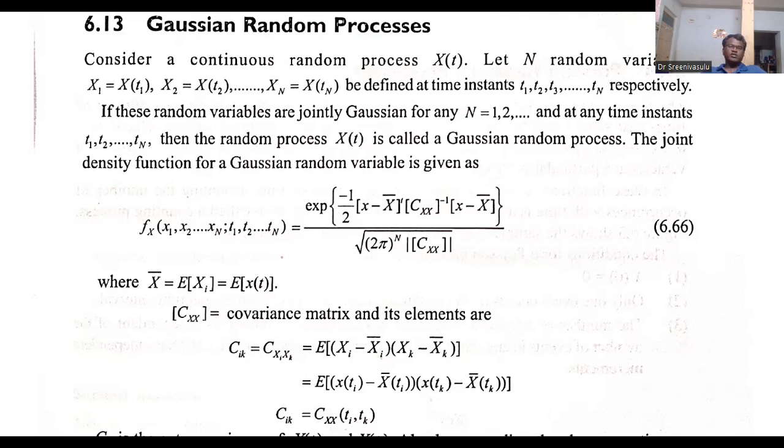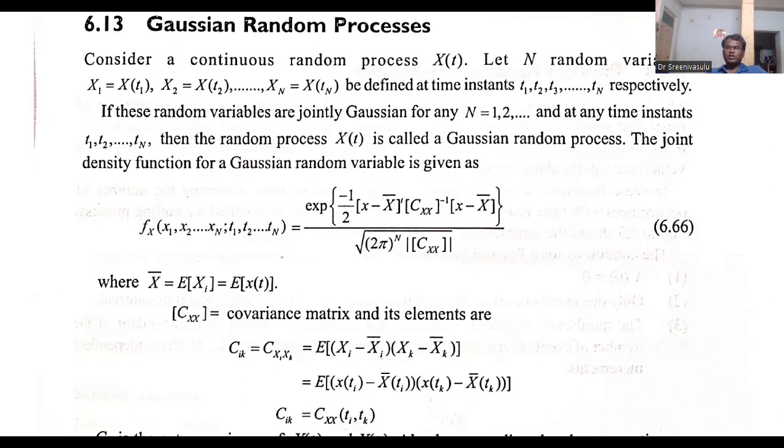x1 is equal to x of t1, comma, x of t2. X of t2 means what? At time t equal to 2, whatever value we get, that is going to be x2. That is another random variable. At time t equal to n, whatever information we get is xn. So these are all from a random process. From the random process, we are going to get random variables. Already we know how to write a Gaussian density function for random variables. So that is going to be written in terms of times here.